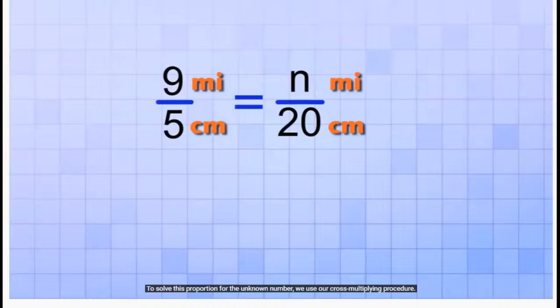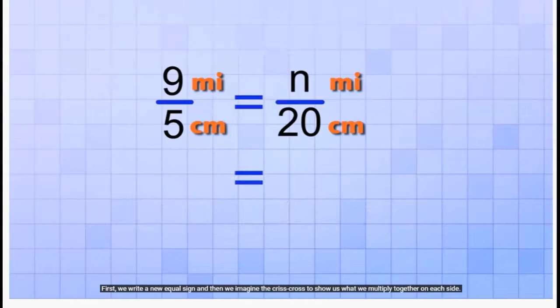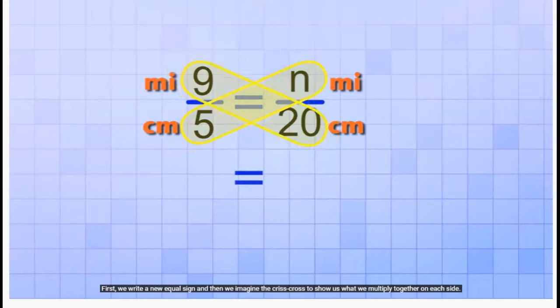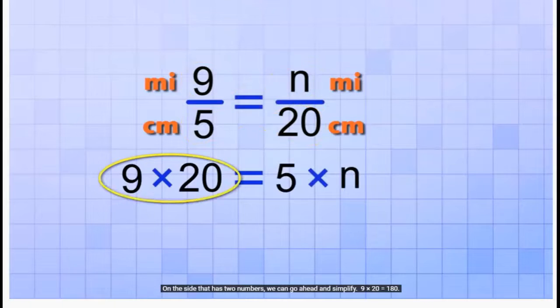To solve this proportion for the unknown number, we use our cross-multiplying procedure. First, we write a new equal sign, and then we imagine the crisscross to show us what we multiply together on each side. On the first side, we have 9 times 20, and on the other side, we have 5 times n. On the side that has two numbers, we can go ahead and simplify. 9 times 20 equals 180.